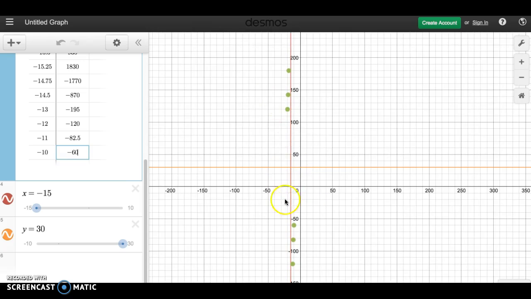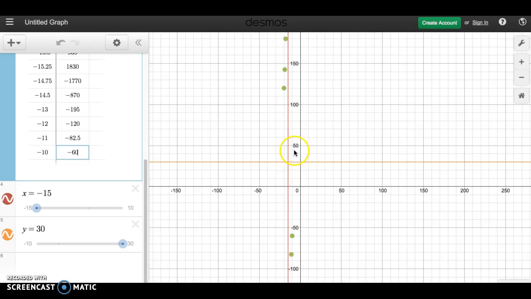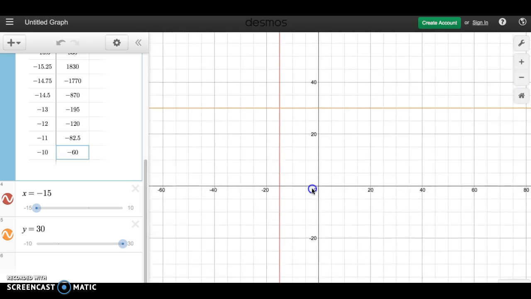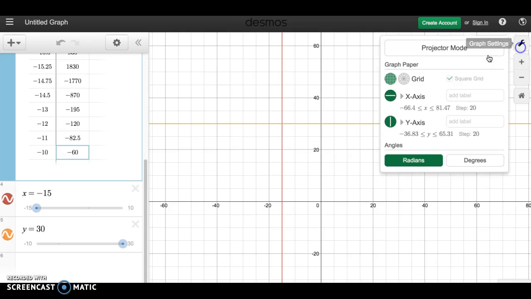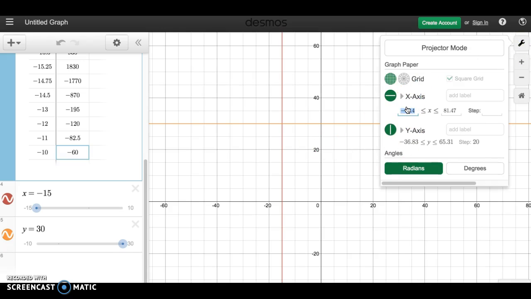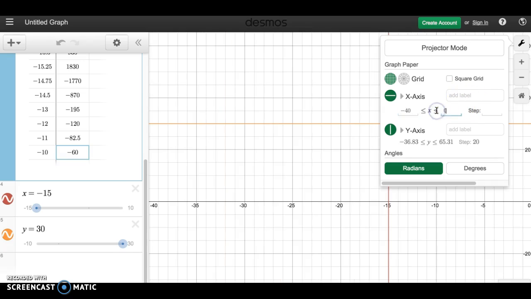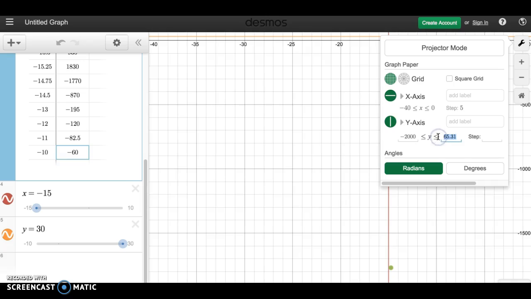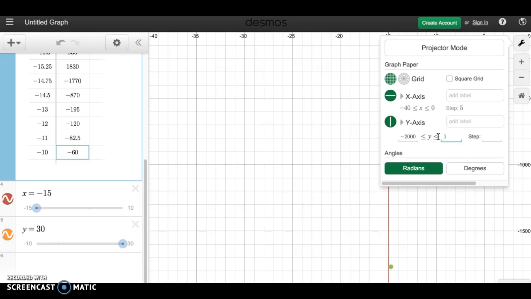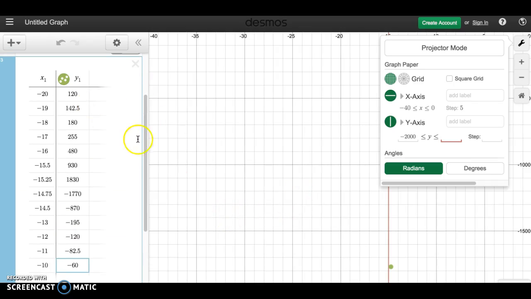Okay, see our point's right now really far away from that line. I'm going to change my scale around a little bit. I don't need all this stuff out to the right, so I'm going to change my x-axis to go maybe negative 40 to 0. And for my y-axis, I'm going to go negative 2,000, positive... oh, I only need to go up to y equals 30. Wait, no. Let's go up to like positive 2,000.